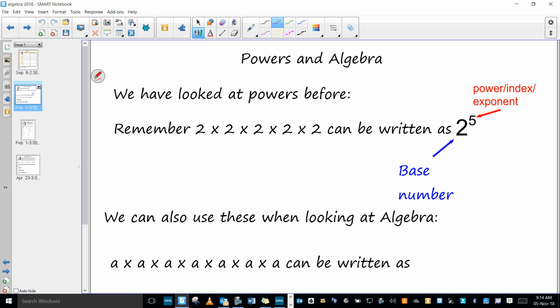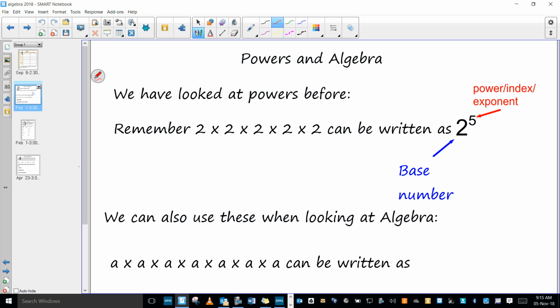2 multiplied by 2, multiplied by 2, multiplied by 2, multiplied by 2. Now, we wouldn't usually write that in maths. Mathematicians are lazy. We like to write things as shorthand as possible. So we would write that as 2 and then the small 5 next to it, up in the air. Now, the big 2 is known as the base number. Have you learned that before?